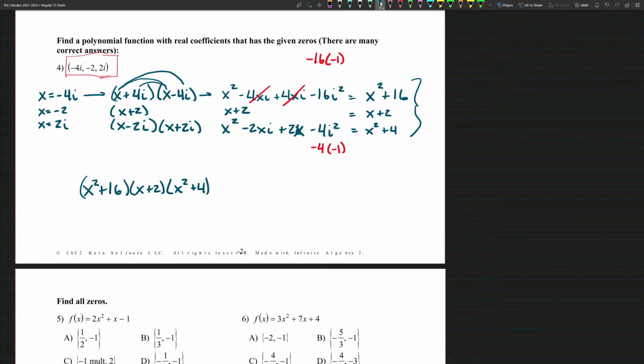What is positive i squared? If we remember, i is just equal to the square root of negative 1. So i squared is the square root of negative 1 squared, which is just negative 1. Negative i squared would be positive 1. Positive i squared is negative 1.